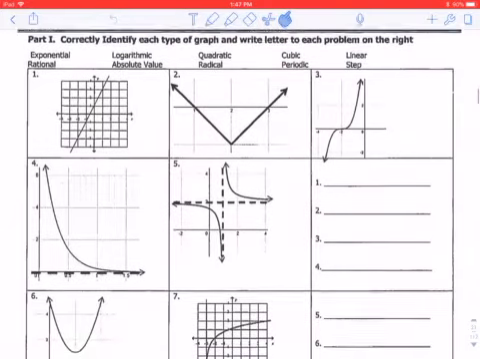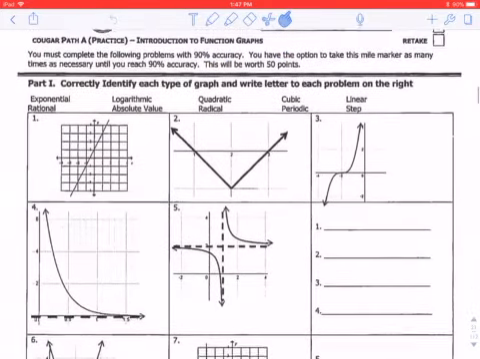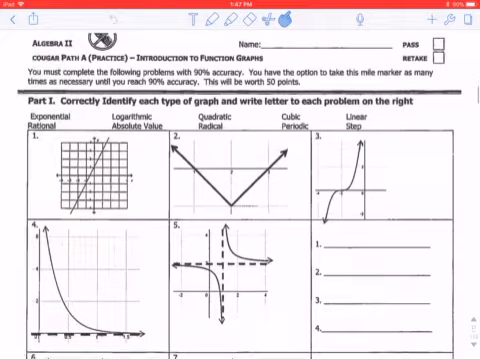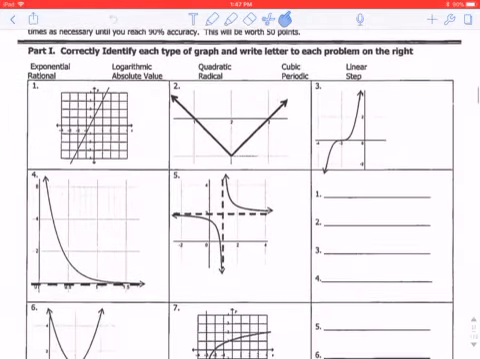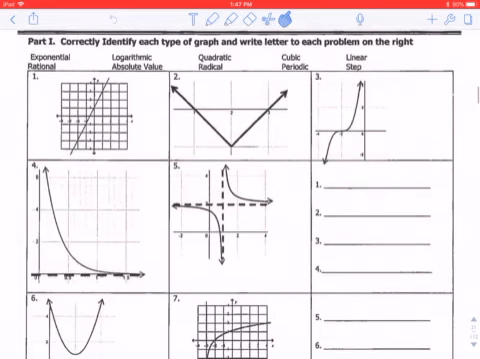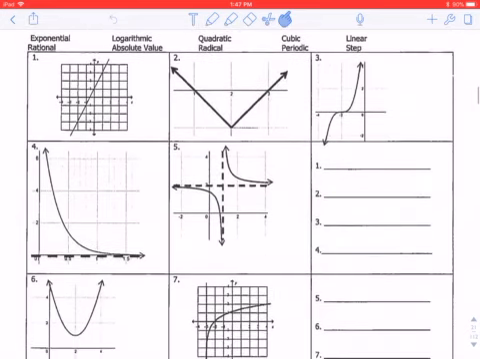Let's take a look at the first 7 problems of our first Cougar path. Now, we are going to be identifying which type of graph each one is. So we're going to use our sample Cougar path from our textbook, page A19, workbook.